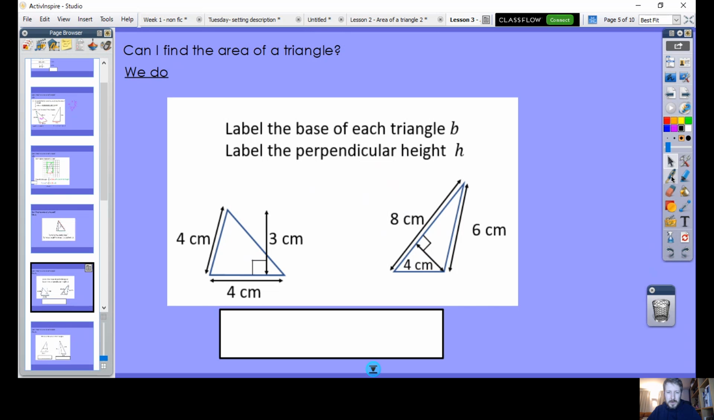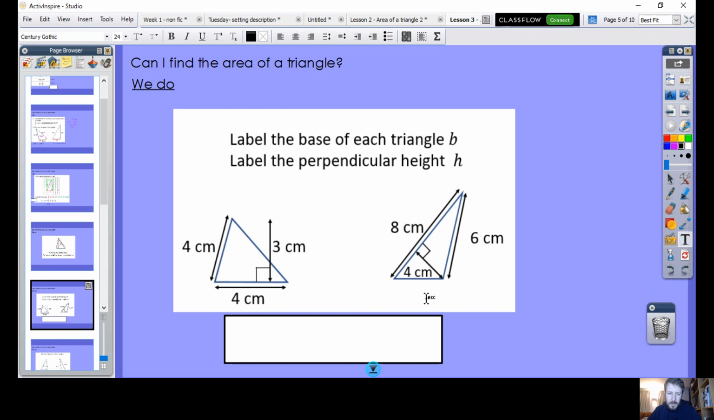So with these ones, we also want to label the base of each triangle and label the perpendicular height. So pause the video again and see if you can decide which lines are which, which is the base, which is the perpendicular height. Pause now. All right, so which one is the base? So if we look at this one, we can see that this line down here is the base, and the perpendicular height will be this line here. It has to be this one because it is coming from the base at a right angle, and it goes to the top of the triangle, showing how high that triangle is.